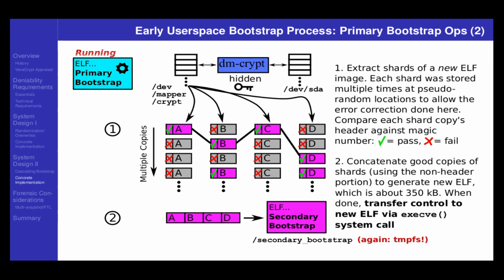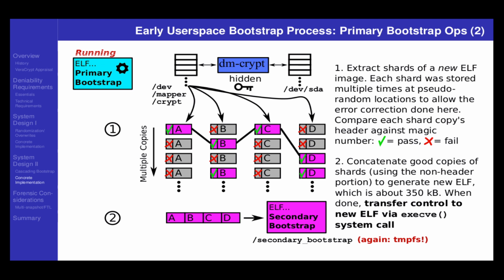And so when you installed the secondary bootstrap, basically you take a large executable, you chop it up into a whole bunch of little shards, you add a magic number to each shard, and then you spray the shards across the slack space. And you repeat a few times so that each shard is replicated a number of times.